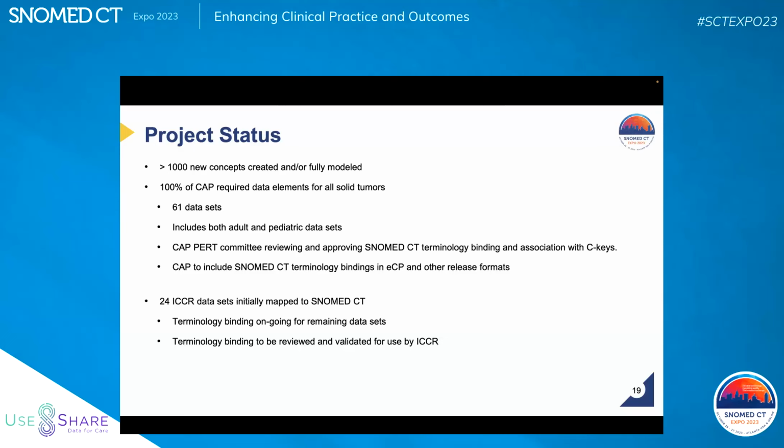We're currently working, Anna and Eric here, with the CAP on the PERT committee, which is the electronic reporting team. So we are in the process of validating 24,000 rows of data. And once that is done, SNOMED will be embedded in their electronic release and distributed throughout North America and included in their release packages. We're doing the same thing with the ICCR, and we're just then working out what are the best mechanisms to distribute that and make that content available to as many people as possible.